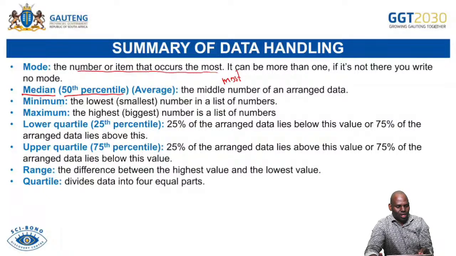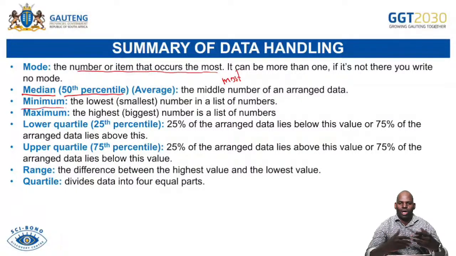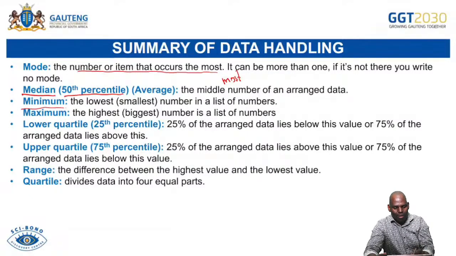And then of course, in data handling, we've got minimum. You must know that a minimum means the lowest, the smallest, the shortest, depending on the type of data that is given. So the minimum is the lowest or the smallest number in a list of numbers, or the maximum is the highest or the biggest number in a list of numbers.